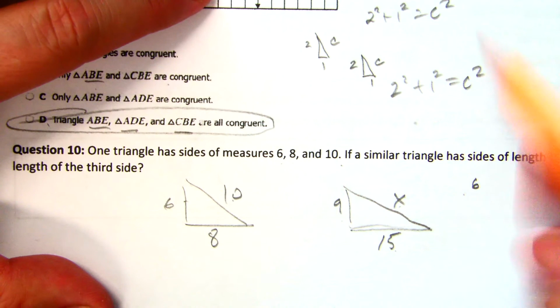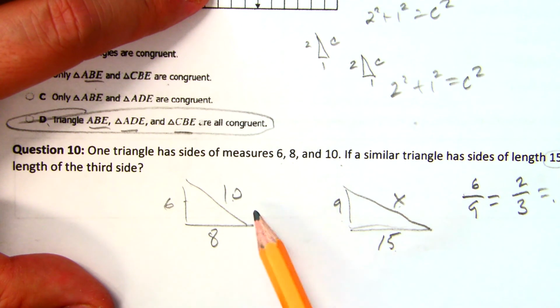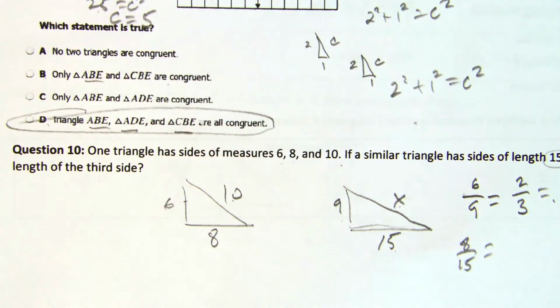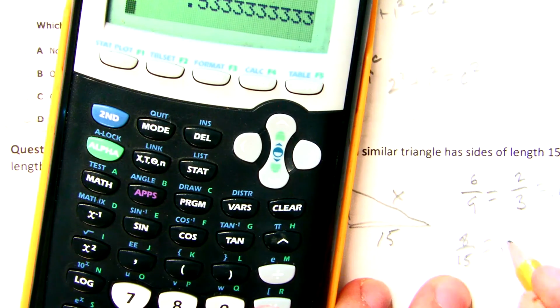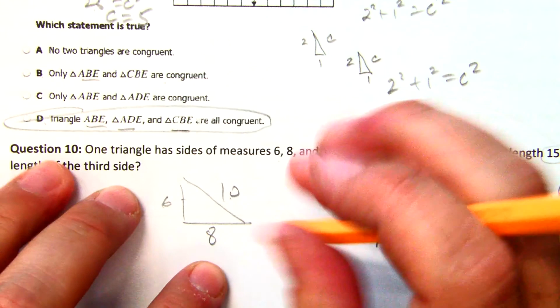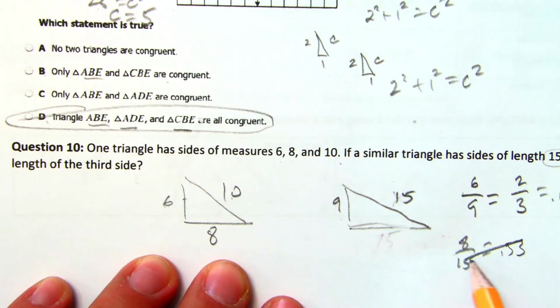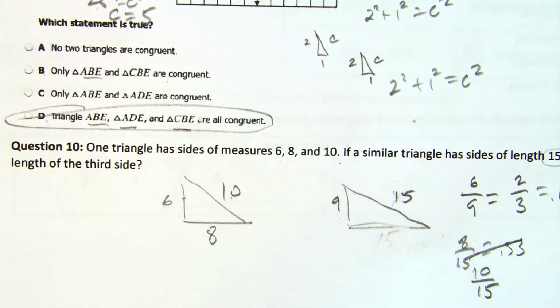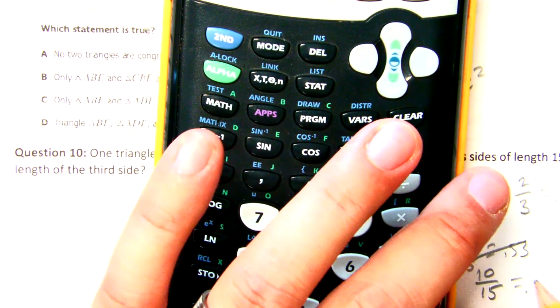So 6 over 9 equals 2/3, or 0.67. 8 over 15 equals, well, it doesn't equal 2/3, it equals 0.53. So 8 can't go with 15. So it must be that 10 goes with 15. Let's try that. So 10 over 15. Yeah, it's 0.67.